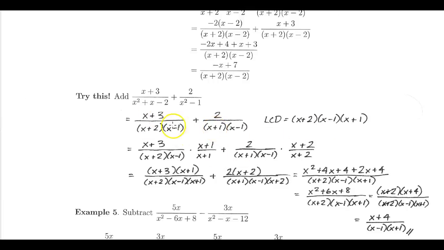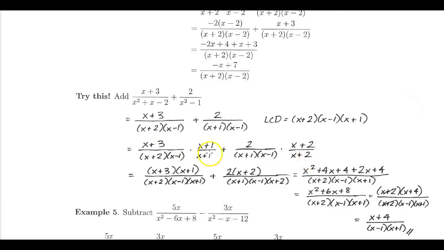So to build up the first fraction to have this common denominator, I need to multiply the first fraction by x plus 1 over x plus 1. To build up the second fraction to have this denominator, the x plus 2 factor is missing, so I need to multiply by x plus 2 over x plus 2.